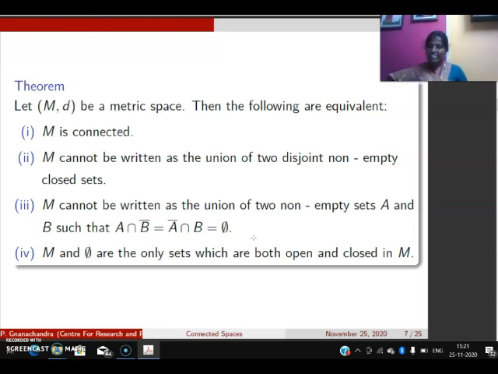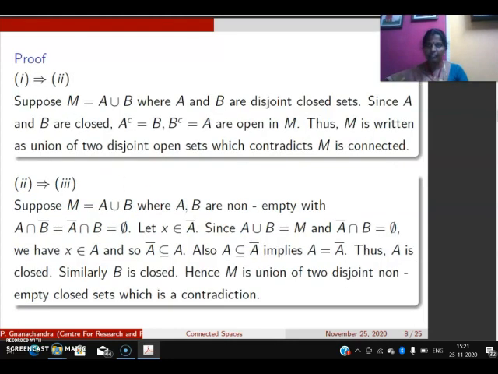So, a metric space M is said to be connected if the only sets which are both open and closed are the empty set and the whole set. So, this is a characterization theorem for connectedness. Let us see the proof of this theorem.